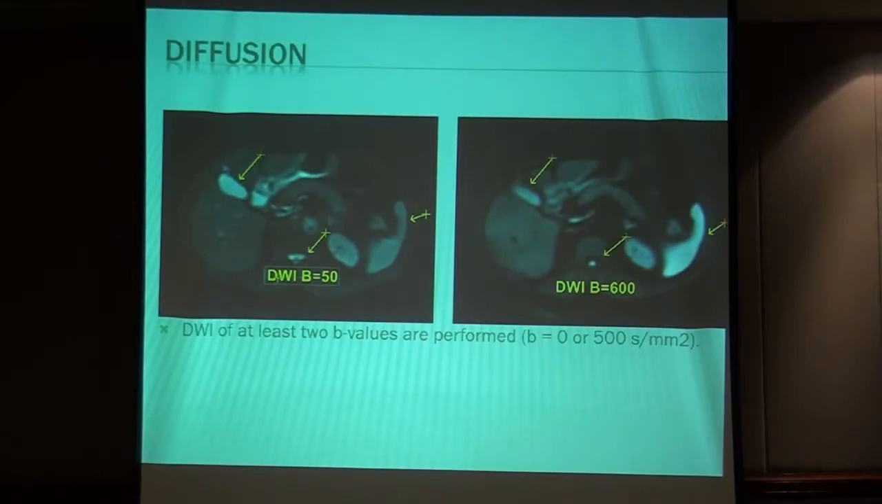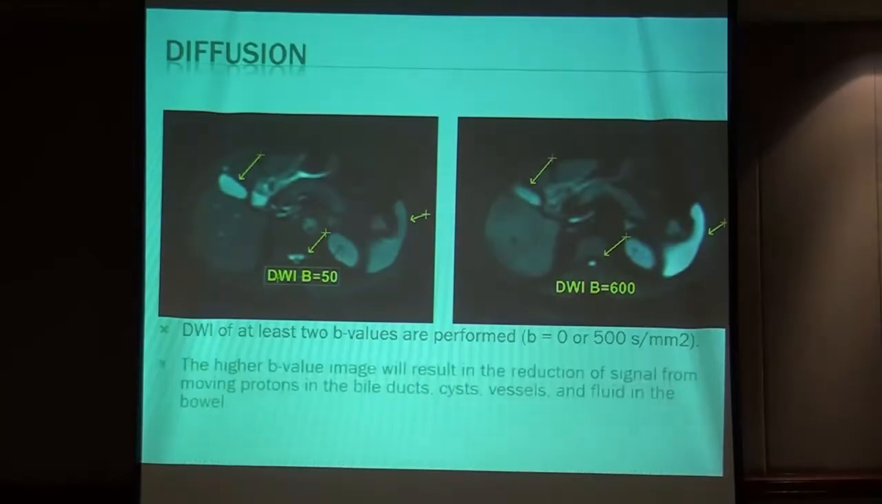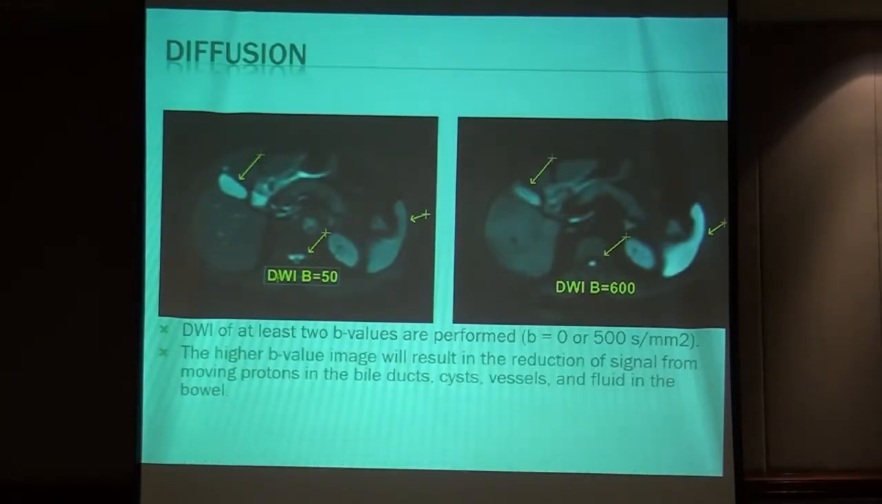This is an example of diffusion images where the B value is 50 here, and here the B value is 600. The higher the B value, we have to compare the two images together. The higher B value images will result in reduction of signal from moving protons in the bile ducts.